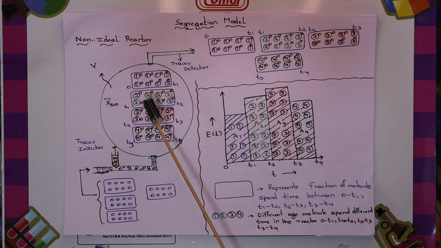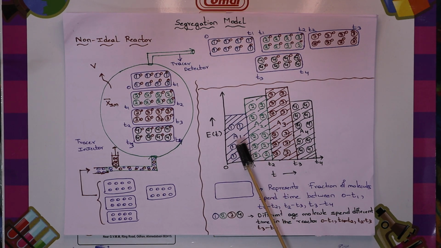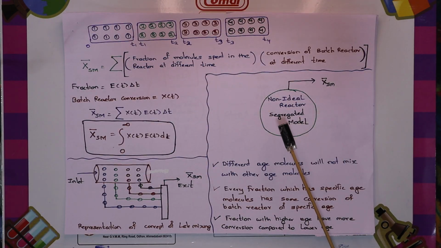Then how to predict the conversion? Simply by averaging out all the 4 fractions. Symbolically, the age 1 molecules have this particular fraction, which is A1. The T1 to T2 age molecules have the fraction A2. T2 to T3 have the fraction A3, and T3 to T4 have the fraction A4.